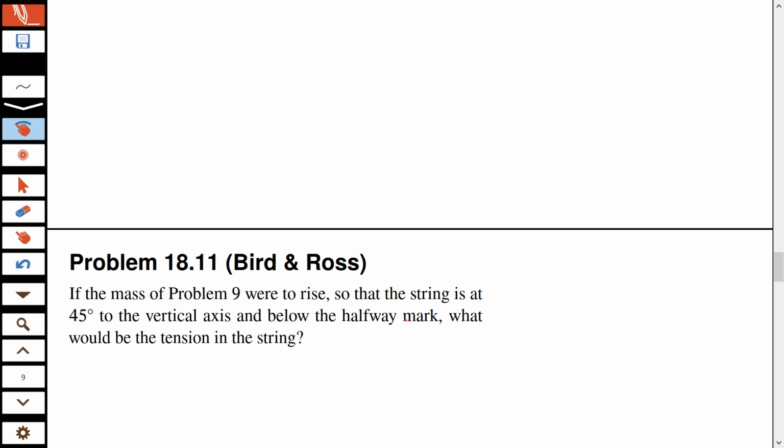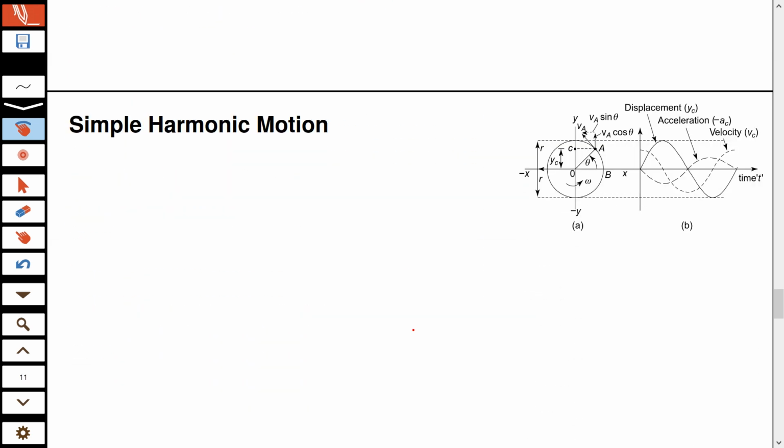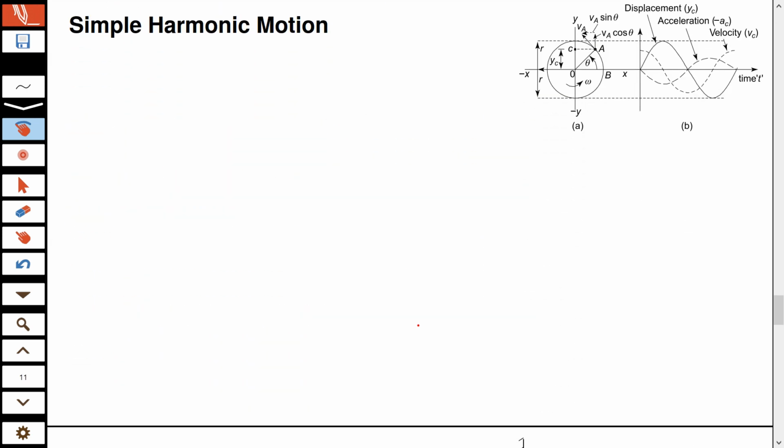So the main topic which we want to discuss today is simple harmonic motion. This is actually the next chapter. You must have seen such figures in your previous courses, where the central idea is that you have a point which is moving in a circle.